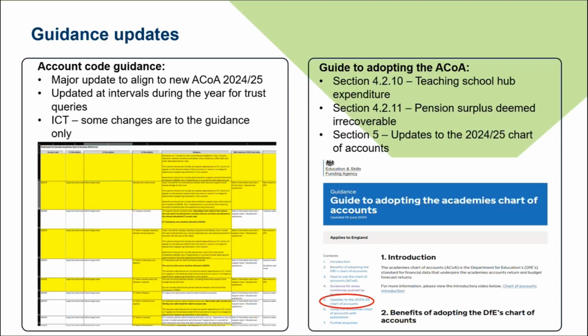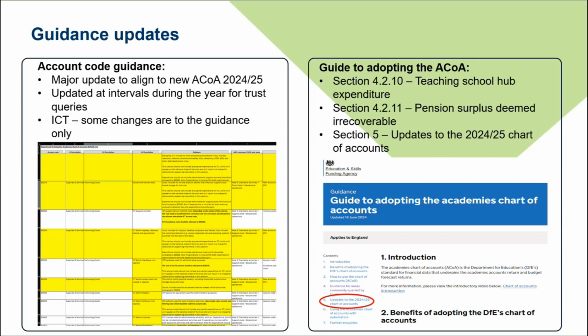Okay, so finally, just to look at the guidance updates that we've made. Firstly, we've made quite a few updates to the account code guidance. That's guidance on an individual account code basis. We've only got it on the I&E at the moment. We'd love to have it out for the balance sheet as well, but that's somewhere on the list.